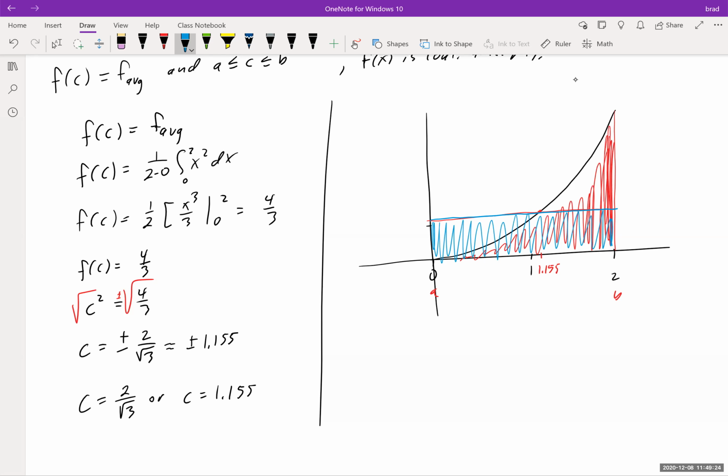So we can sketch y equals x squared, and the rectangle whose area is the same as the area under the curve, okay? So if I wanted to, I could find the area of the rectangle, and that would be a base of, what is that, from 0 to 2? So that would be a base of 2 times, now the height would be 1.155 squared, right? Because it's f of c. So let's see what we get on our calculator. 1.155 squared times 2.